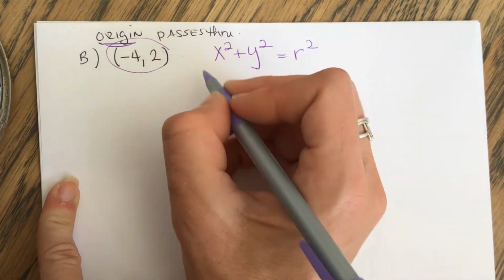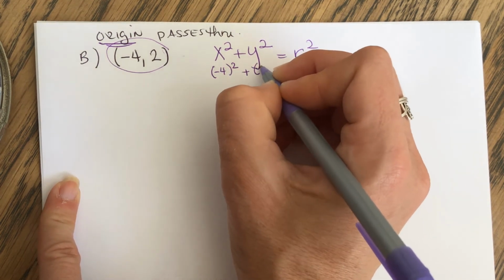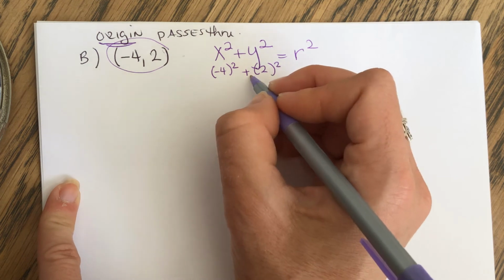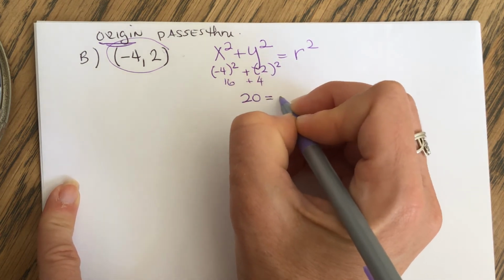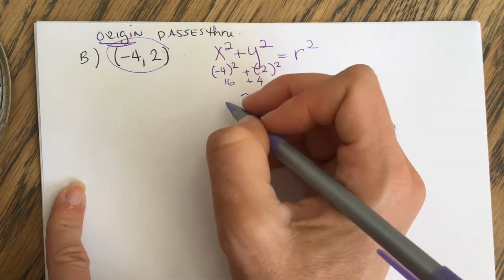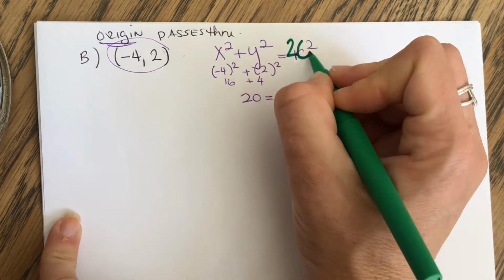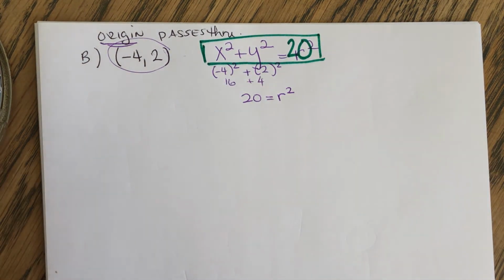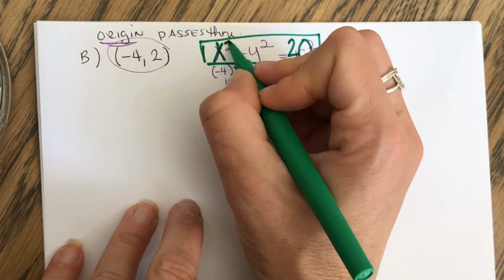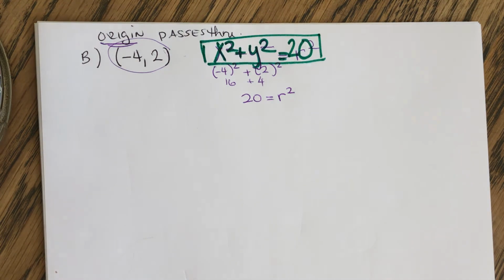All you're going to do is substitute the points in. Negative 4 squared plus 2 squared. So you have 16 plus 4, 20 equals r squared. I recommend you do that so you don't square root it. And then all you have to do is come right back up here, and there you go. That's your answer. x squared plus y squared equals 20. Done. That's all you guys have to do.